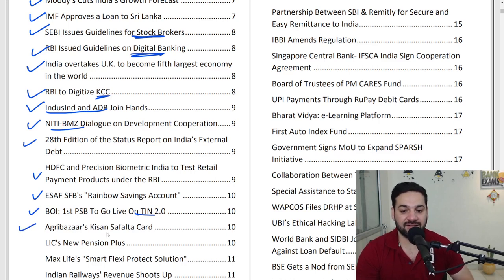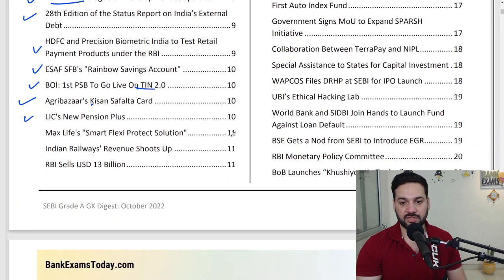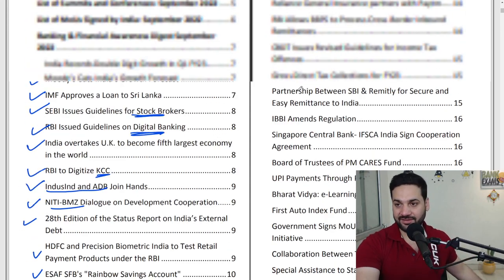Agri Bazaar's Kisan Safalta Card. So which particular organization launched the Kisan Safalta Card? It is by Agri Bazaar. LIC's new pension plans, Max Life's new products, right? A smart flexi protect solution. Indian Railways revenues shoot up, and RBI sells $13 billion in the open market to stabilize the Indian rupee. It was depreciating in the last few days.